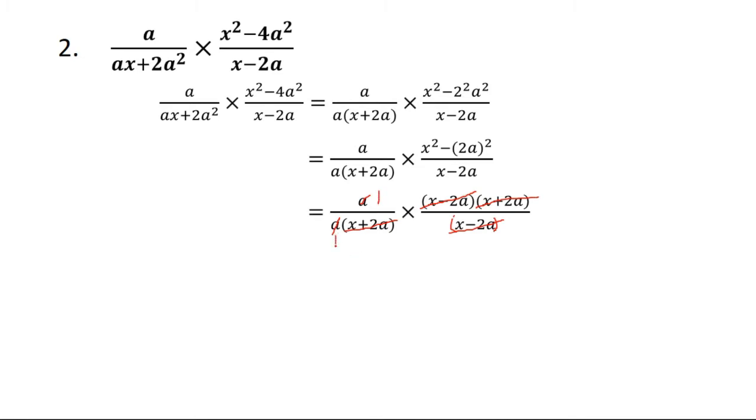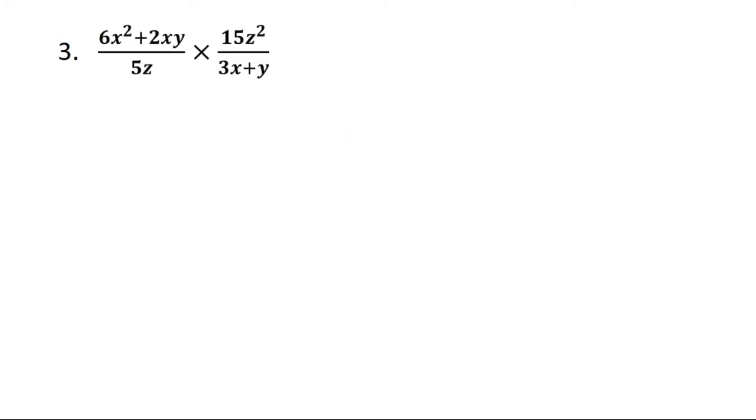Here a will cancel itself 1. Here is 1. So you are going to get 1 times 1. Here this one will cancel itself 1. Here is 1. So we are having 1 times 1. And here is 1. So we are going to have 1 over 1 times 1 over 1. You know that 1 over 1 times 1 over 1 is 1, because you are going to have 1 times 1, which is 1. Let's move on to the next example.